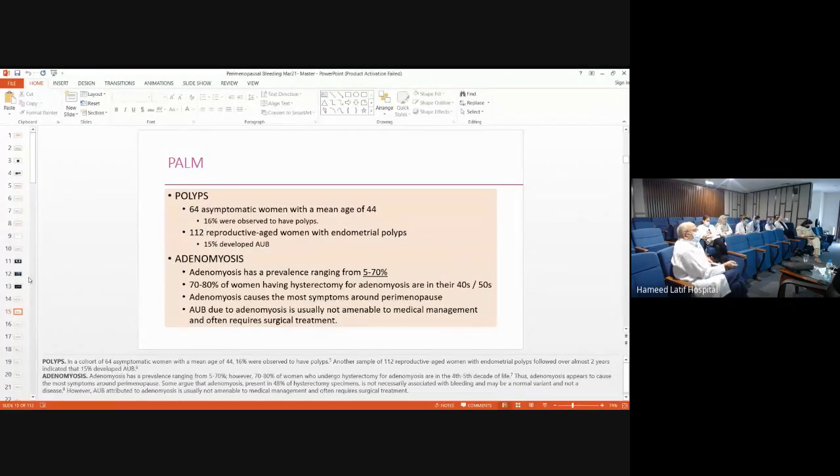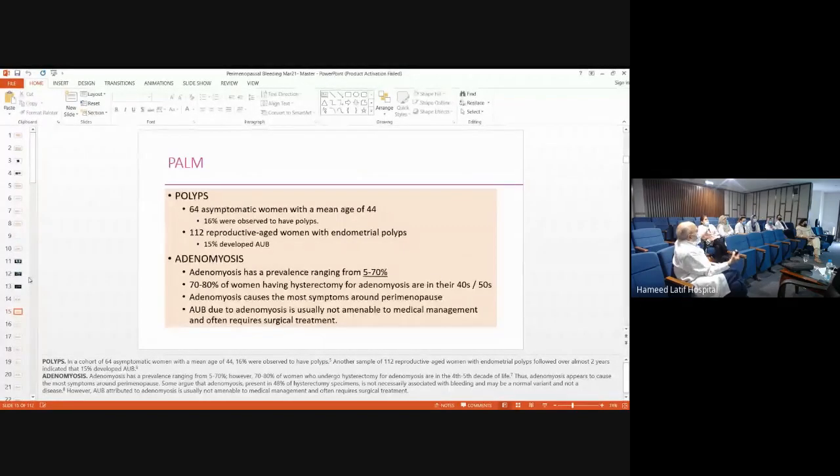So, polyps. Now the figures here are given from certain studies. Anyway, don't look at the one below, look here, that in one study, 64 asymptomatic women of around the mean age of 44, it was found that 16% of them had polyps.